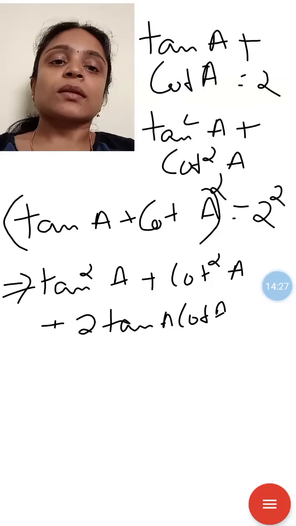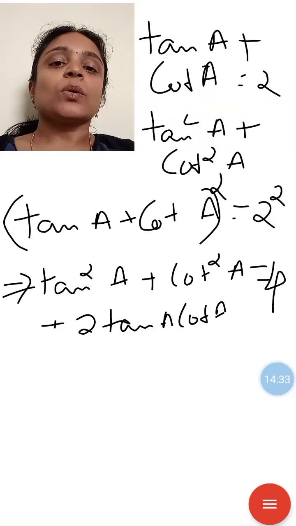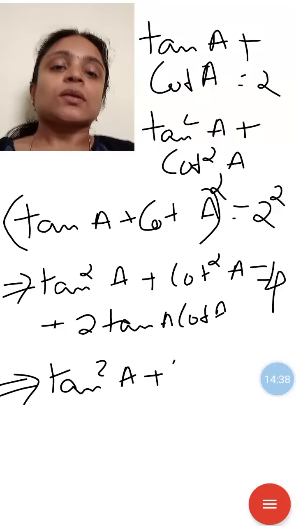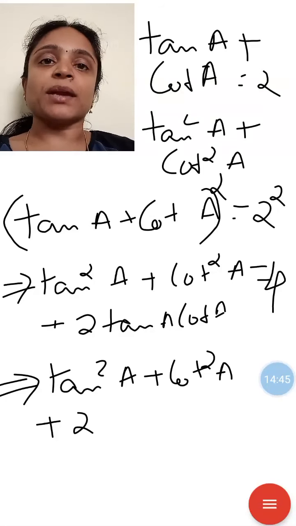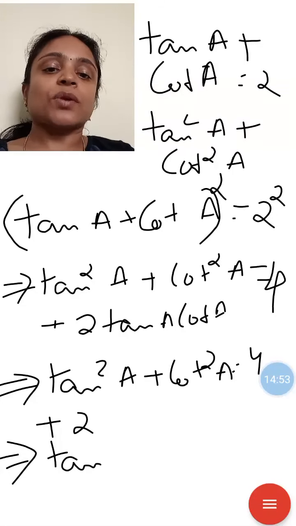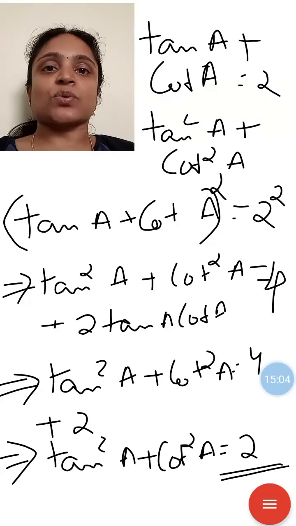equal to 2 square, which is 4. This implies tan square A plus cot square A plus 2 into tan A cot A. Tan A into cot A is 1, so plus 2 equal to 4. Now, this implies tan square A plus cot square A equal to 4 minus 2, which is 2. So, tan square A plus cot square A equal to 2, which is the answer.